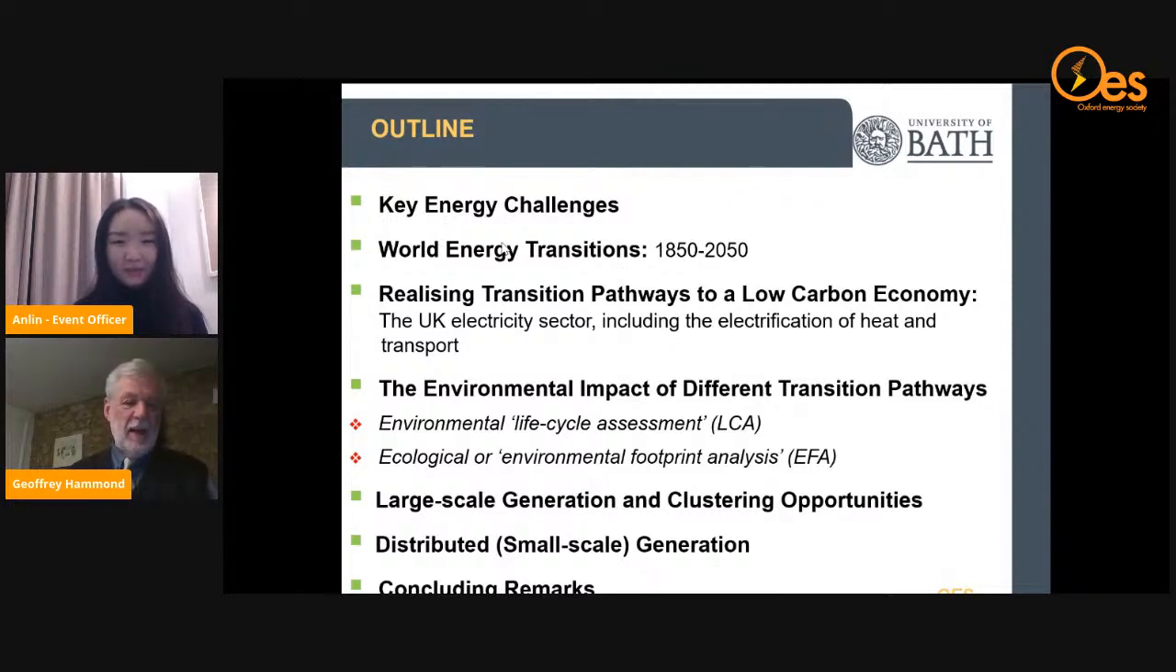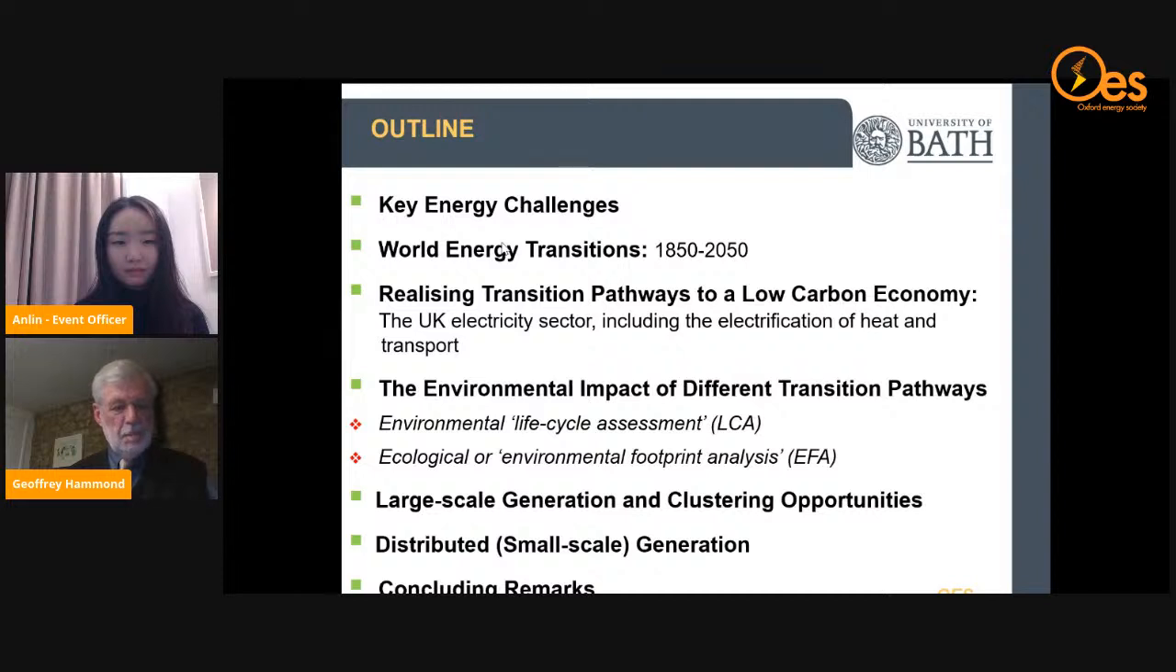This is an outline of what I'm going to do. I'll say a few words about key energy challenges that are open to us at the moment. And then I want to talk about energy transitions. And we'll start by talking about world energy transitions, going back to around about the time of the Industrial Revolution and what might happen in the future.